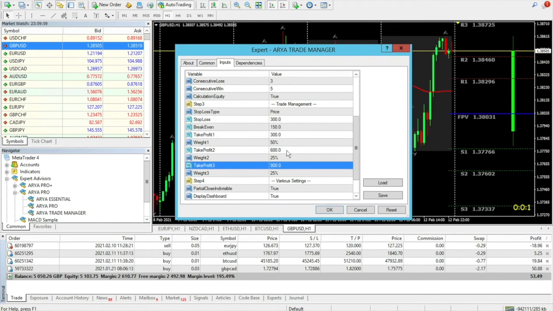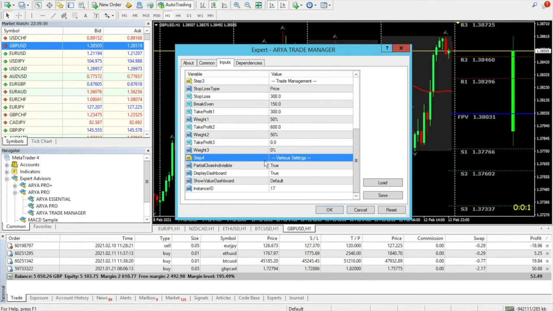Each time a take profit value has been reached, Arya will close the weighting of the trade. The weight is the percentage of the trade Arya will secure at each take profit 1, 2 or 3. All of the weights must add up to 100%. If you only set up 2 take profits, the 2 weights together must equal 100% and the take profit 3 must be both set at value 0 and 0%.